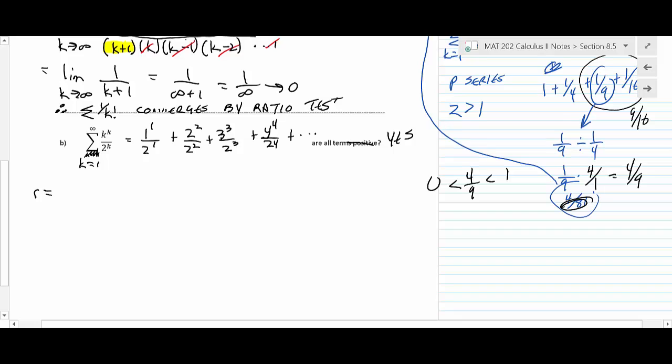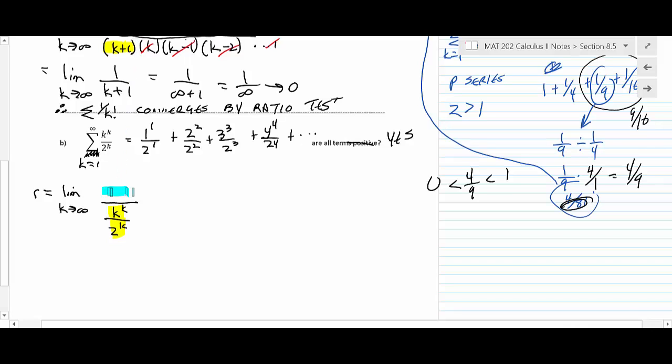We go ahead and write our ratio. So what we're going to do is a limit as k goes to infinity. When we do this ratio, I'm going to do it one more time like this. Tell me what goes in the denominator. Same thing, whatever I gave you, right? So that's just the generic formula, k to the k over 2 to the k. So that's what goes there.